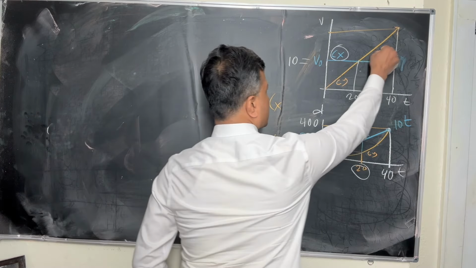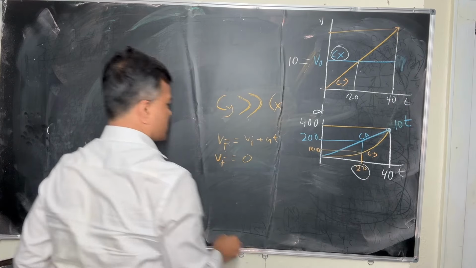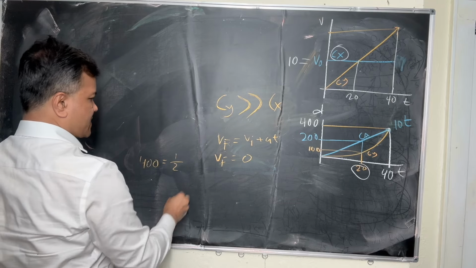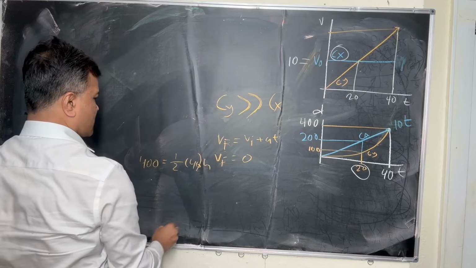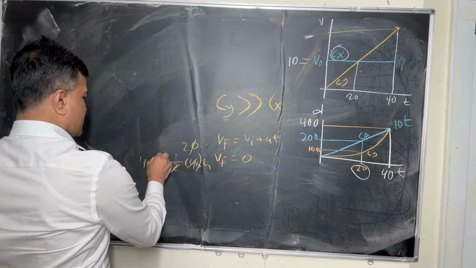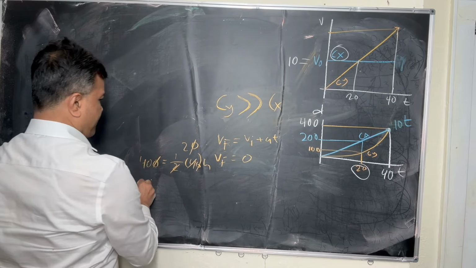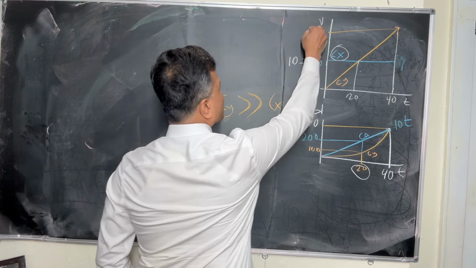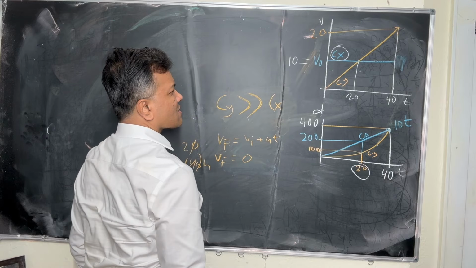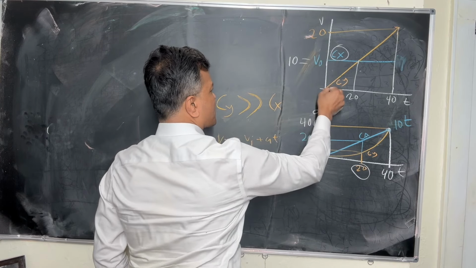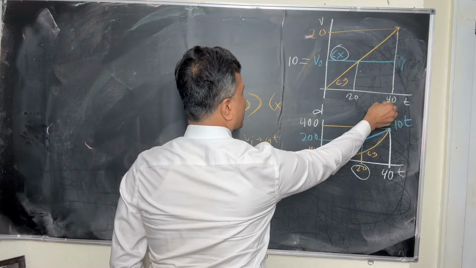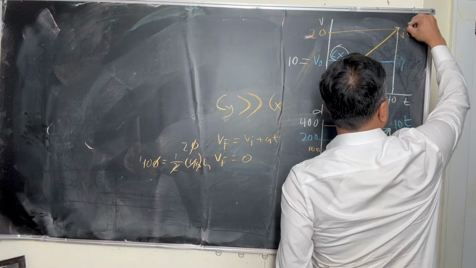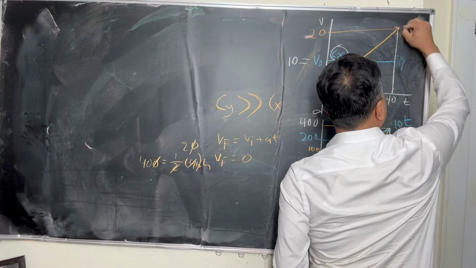This area is 400, right? From here to here is 400. So 400 is equal to half B times the velocity. B is 40. S is the velocity, so 20. 0, 0 cancel. So this is 20. So 20 minus 0, which is 20. 20 divided by 40 is a half. So this is half t.